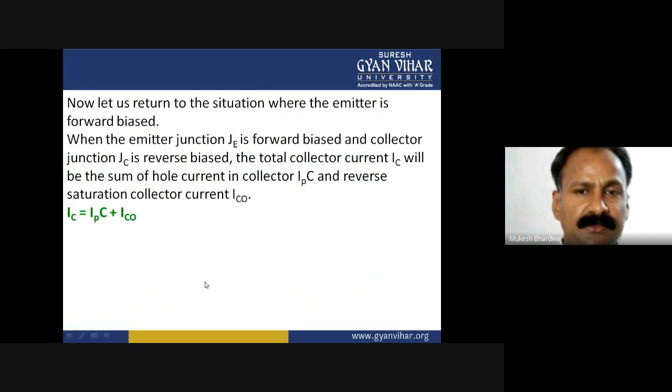Now let us return to the situation where the emitter is forward biased. When the emitter junction is forward biased and the collector junction is reverse biased, the total collector current IC will be the sum of hole current IPC and reverse saturation collector current ICO. So again, we are going to use this equation in our calculations. Very important relationship.